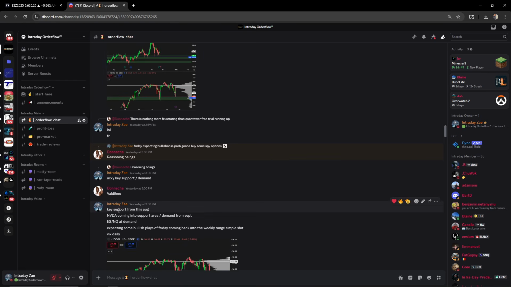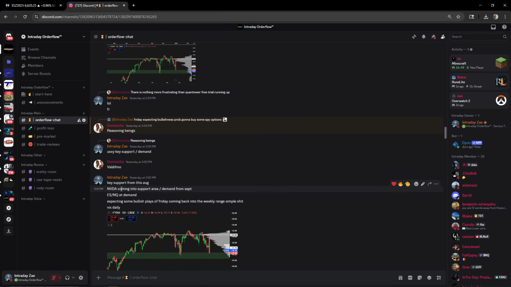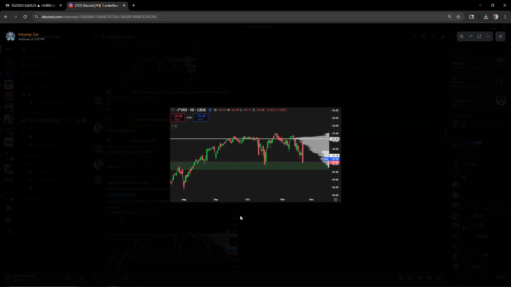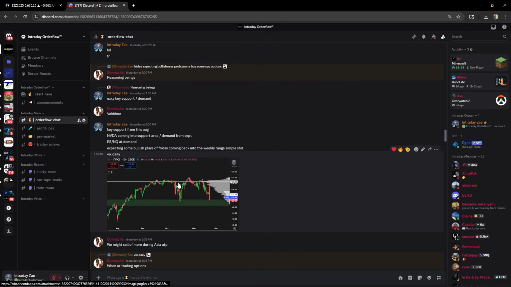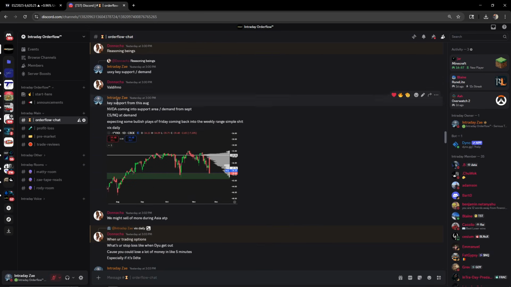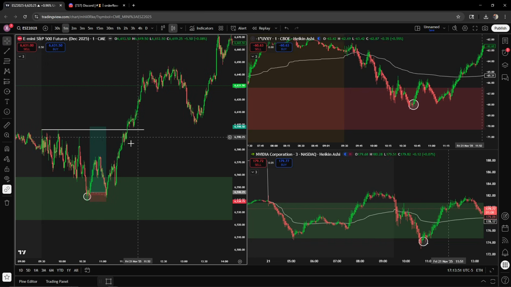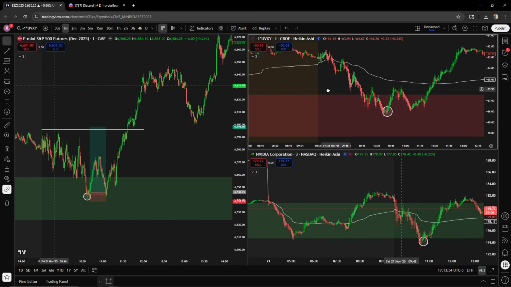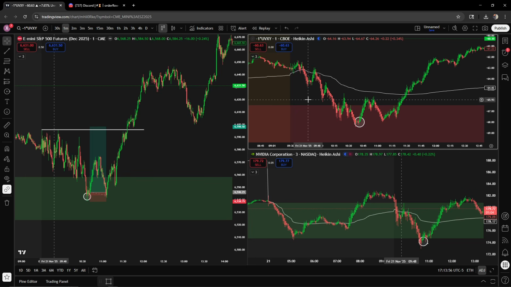Right. We had a key area from this August. NVIDIA coming to area support / demand from September. ES and NQ at demand. The VIX at a daily support. So this is the reason why I say using intermarket analysis is better than using order flow. It's better than using almost any tool, even Gamma GEX. If you don't believe me, we can have a talk about it, right?